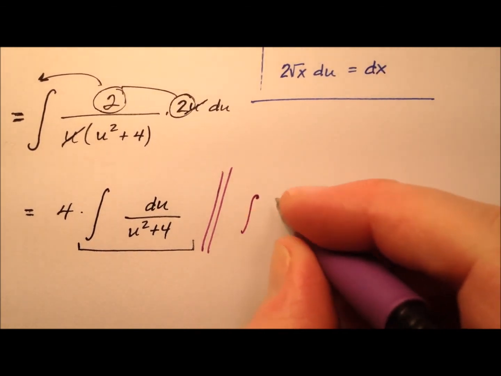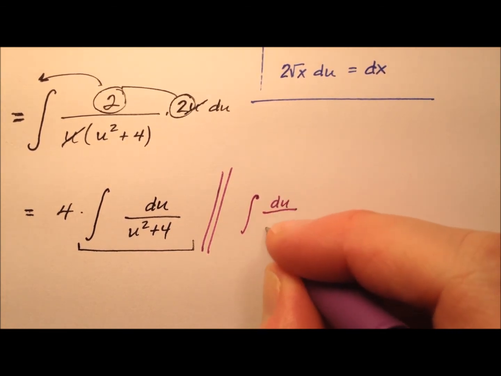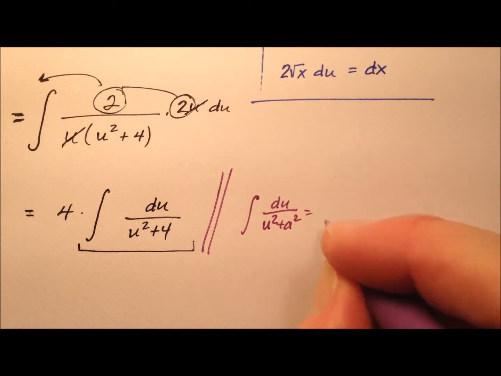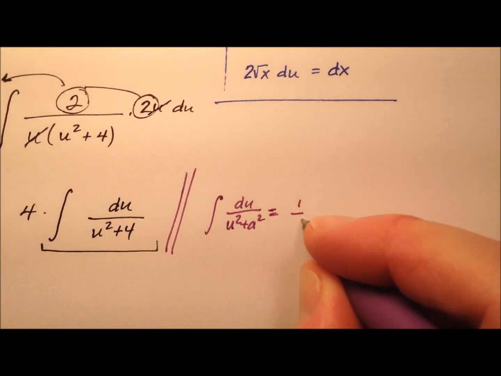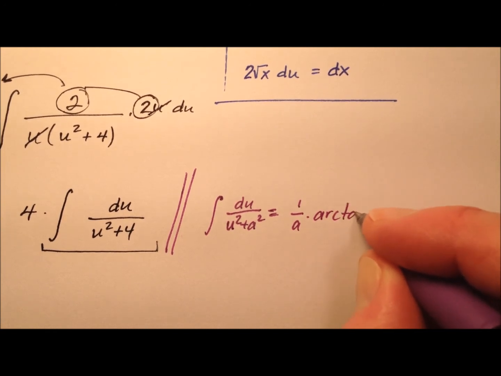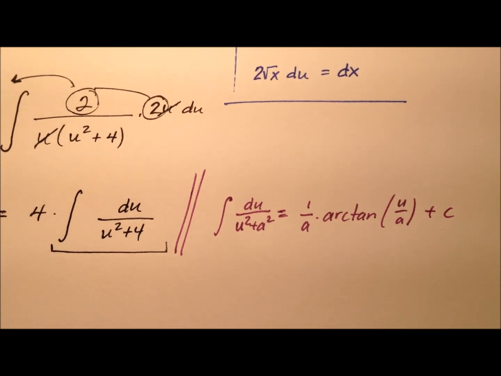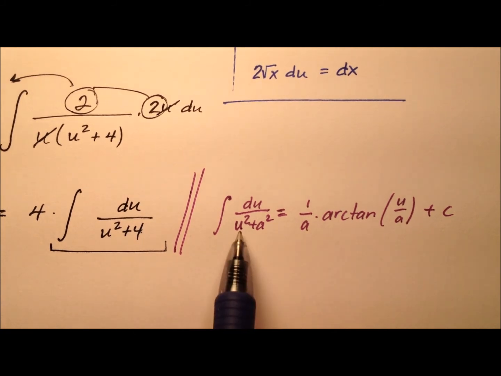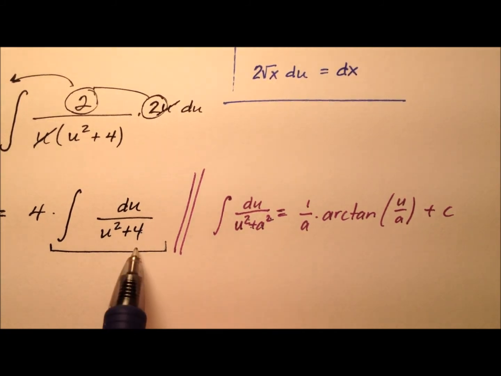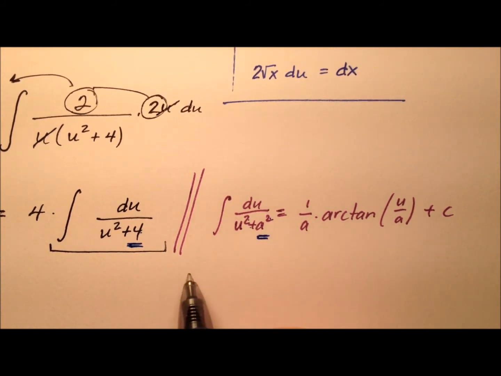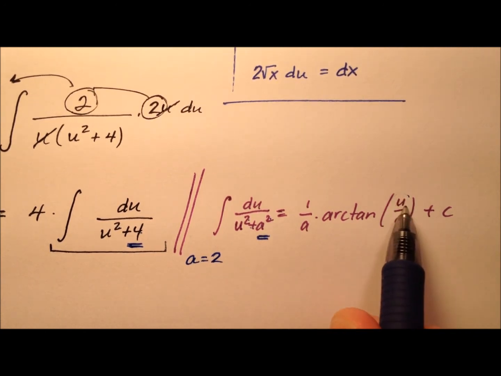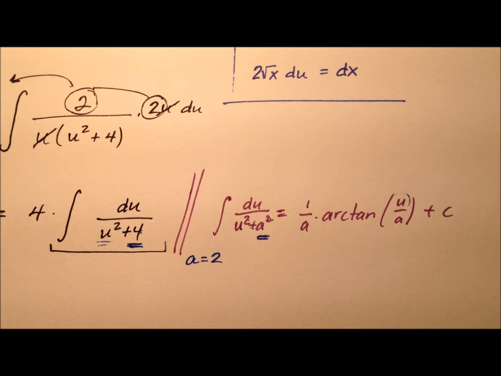So we have the integral of du over u squared plus a squared, and that's actually going to be 1 over a times arctangent, and that's where that guy is going to come into play, and then of u over a plus c. Okay, so looking at this, we have this u squared plus 4, and this is u squared plus a squared. So if we match up this 4 with our a squared, it looks like our a is going to be 2, and of course the u that they're talking about in this form is just going to be the u we have here.